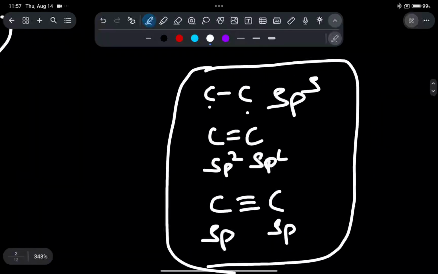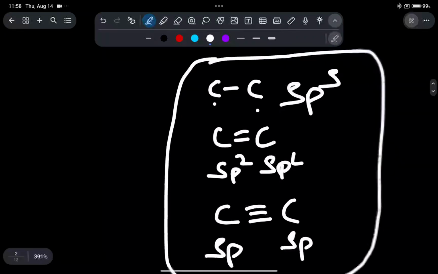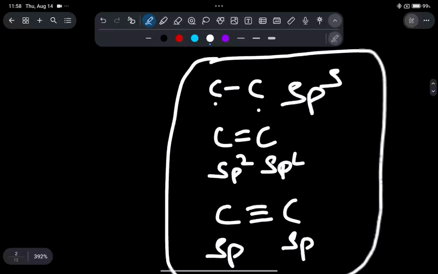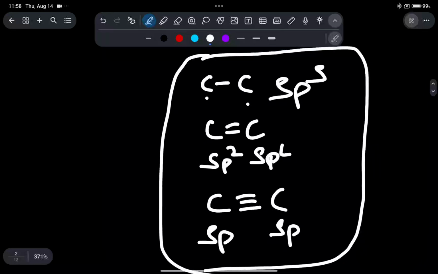You will feel it is difficult to tell whether it is sp or sp3. So if you see a single bond between the carbons, it means sp3. If you see a double bond in between, it means sp2. This carbon is sp2. This carbon is sp2.